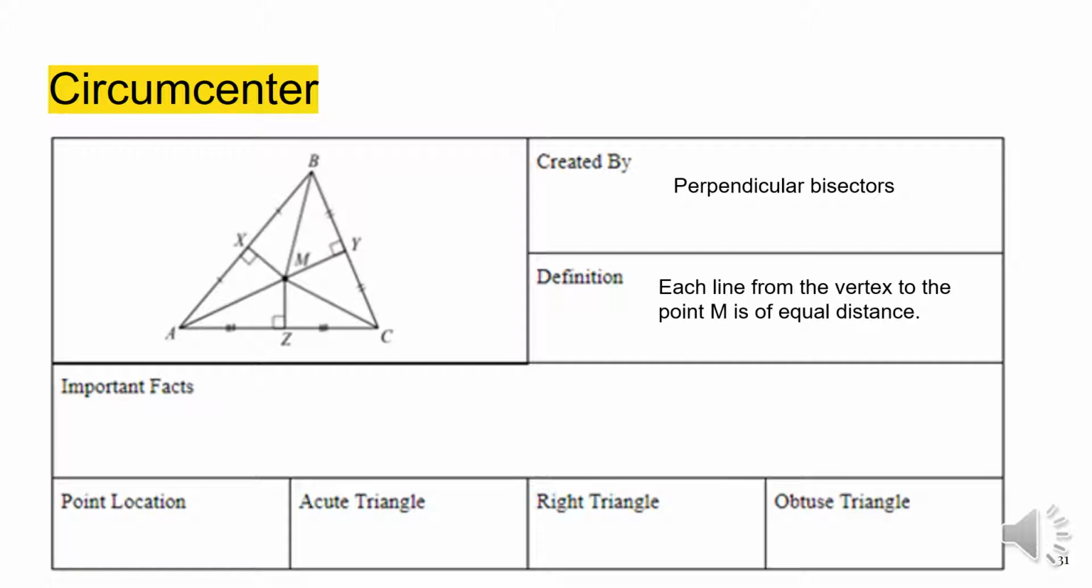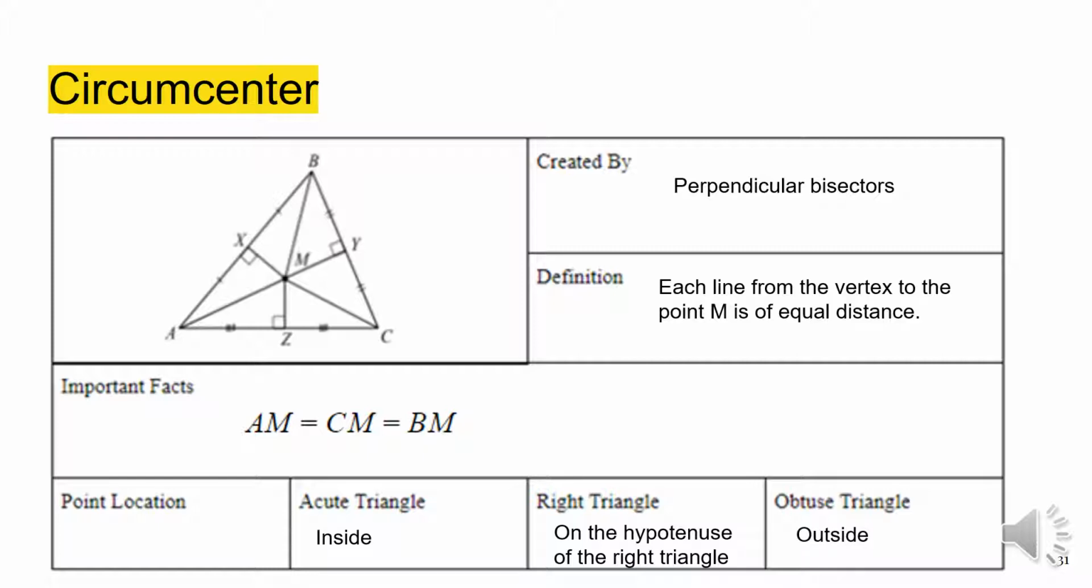Notice the definition here. The distance from the vertex to that middle point M, which is the circumcenter, is equal. In other words, the distance from A to M is equal to the distance from C to M, which is equal to the distance from B to M. If it's an acute triangle, the circumcenter is located on the inside. If it's a right triangle, it's located on the hypotenuse. And if it's an obtuse triangle, it's located on the outside.